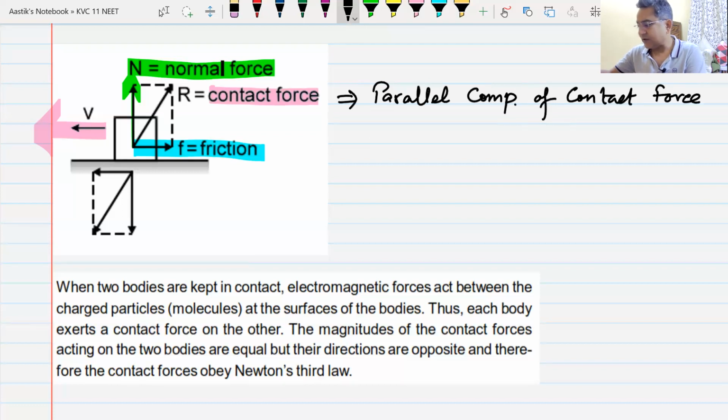Whenever two bodies are kept in contact, they exert forces on each other. The parallel component of this contact force is known as friction. What is the work of this friction? What does friction do?